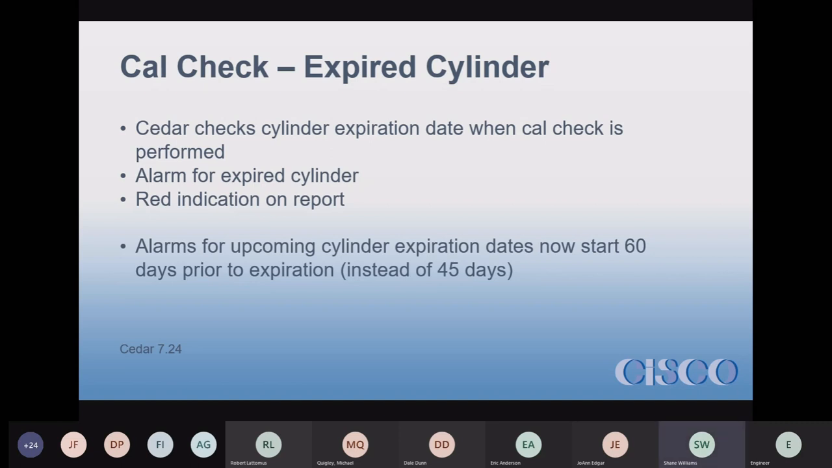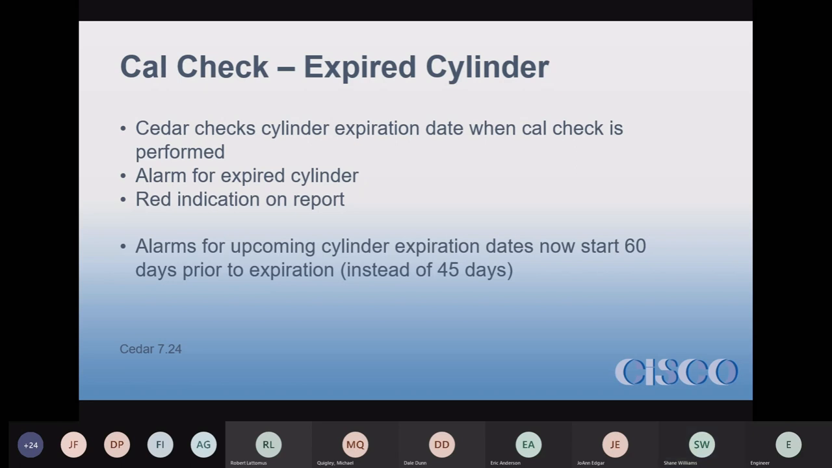The expired cylinder will show up and there'll be a notice in red on the Cal report. The other thing I want to mention is there's a feature in the software that automatically checks for cylinder expiration dates. It goes through all the cylinders, the Cal cylinders, CGA linearity cylinders, checks them all. And if any of them are going to expire in the next 60 days, it starts popping an alarm. This is, hey, this cylinder is going to expire.